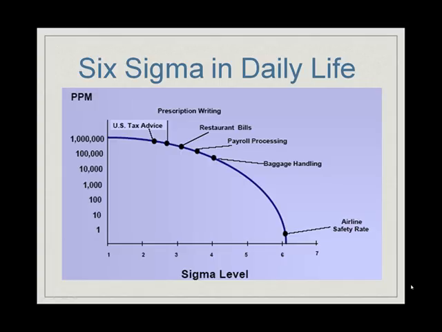So here are some processes you run into in daily life, and they're 6 sigma level. You can see, thank goodness, that the airline industry is relatively safe at better than 6 sigma. However, some of the processes, like U.S. tax advice, prescription writing, restaurant bills, and payroll processing, are fairly low, with U.S. tax advice being close to 2, which is 3 out of every 10 times being incorrect.